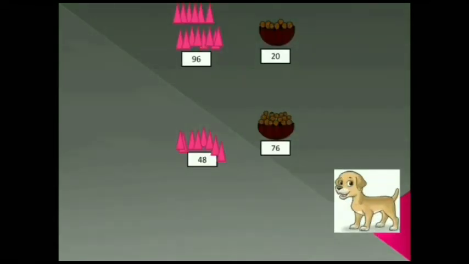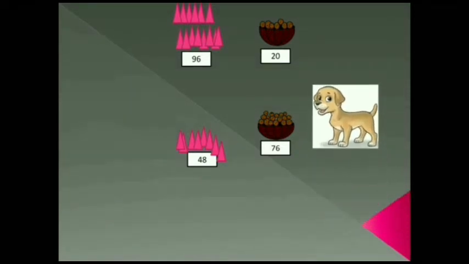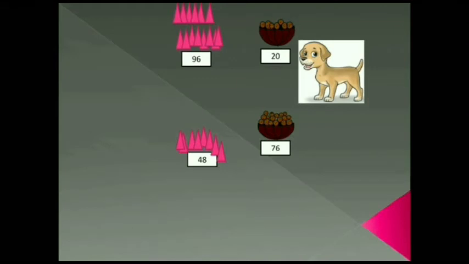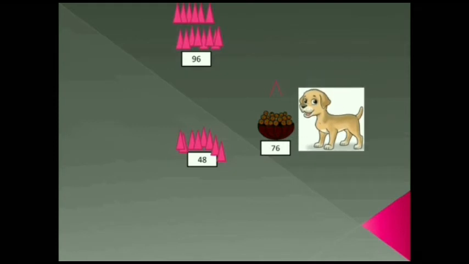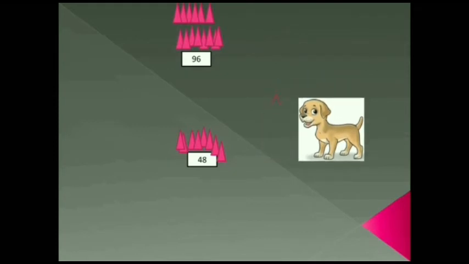Now Rosie has come. Let us see what it will do now. There are two bowls of biscuits now. Rosie is very hungry. She wants to eat the group in which more number of biscuits are there. Now, you say which bowl has more number of biscuits? Yes, you are right. The bowl with 76 biscuits has more number of biscuits.